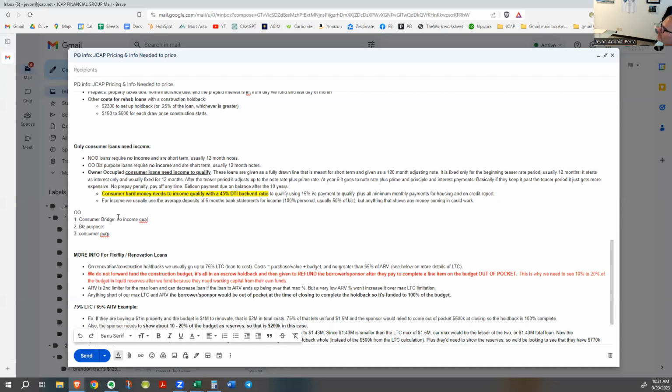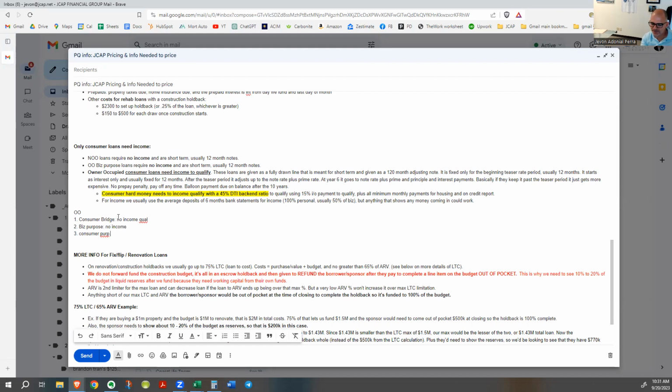So we'll do that loan as a second position with the same limiting leverage as we talked about before, but it's on a primary residence. 75% or more of the money is being used for a business purpose. There's no income qualifying. So once again, no income qual.